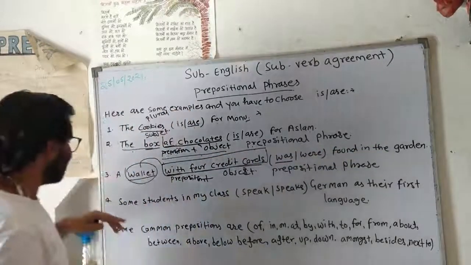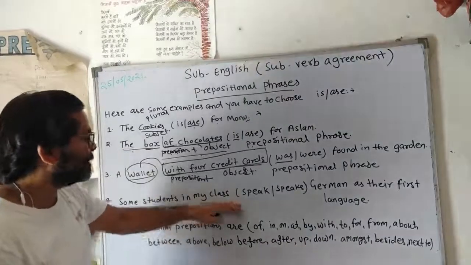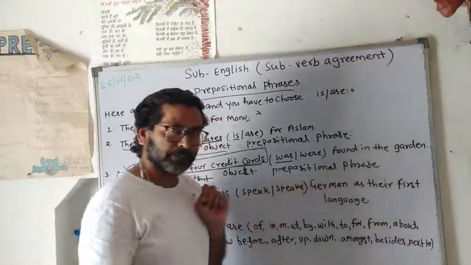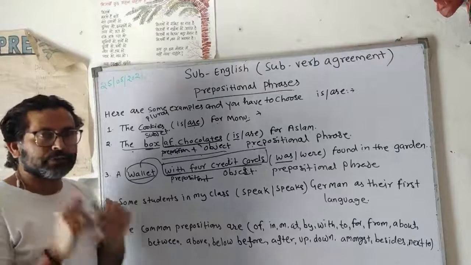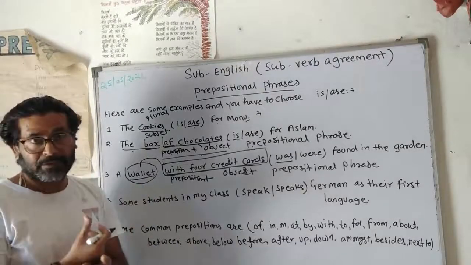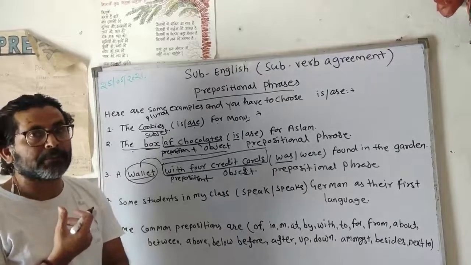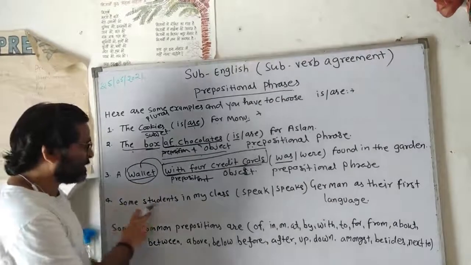Right. Next sentence: Some students in my class speaks German as their first language. So what should we do first? First of all, we have to identify, is there any prepositional phrase in this sentence? And how do we identify a prepositional phrase? First we have to see the preposition. So can we see a preposition in this sentence?